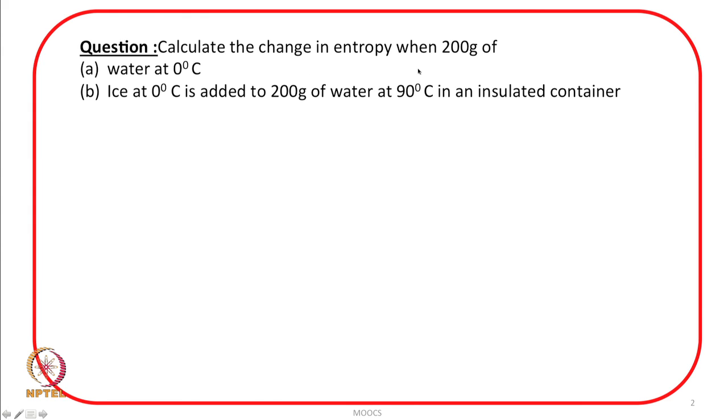Calculate the change in entropy when 200 gram of water at 0 degree Celsius and in the second experiment ice at 0 degree Celsius is added to 200 gram of water at 90 degree Celsius in an insulated container. If we look at the statement very carefully, in one case we are adding 200 gram of water which is at 0 degree Celsius to 200 gram of water which is at 90 degree Celsius. So, in this case you are just mixing two liquid forms of water which are at different temperatures.